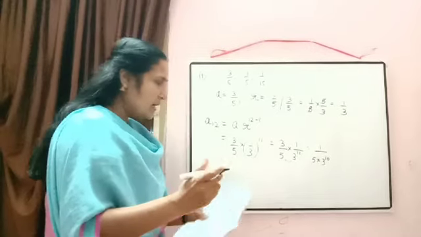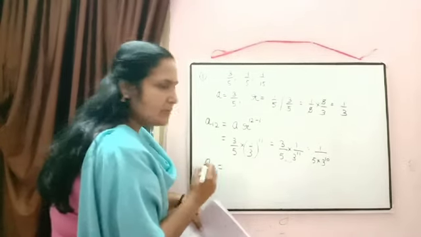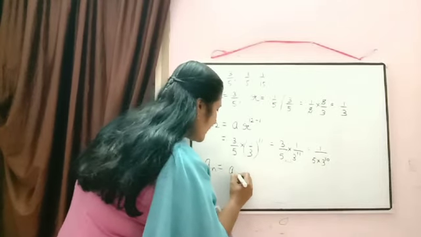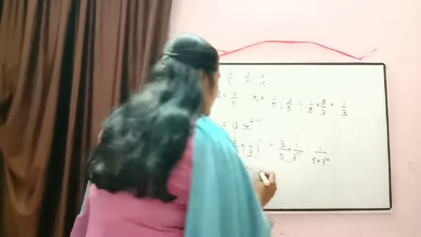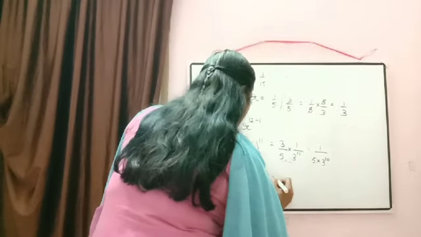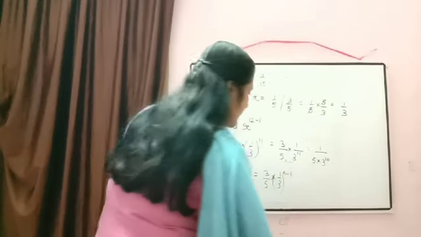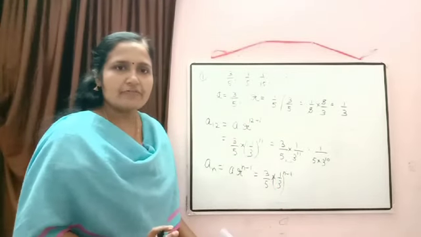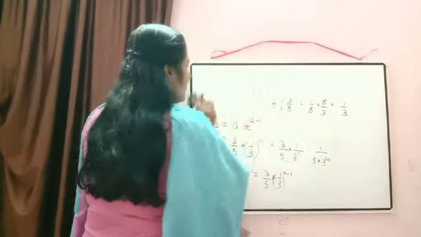Now the nth term also we have to calculate. So an is equal to, according to the formula, A into R raised to n minus 1. Substitute the values: 3 by 5 into 1 by 3 raised to n minus 1. This much is enough there. I think this is clear. Now we can check the next question.